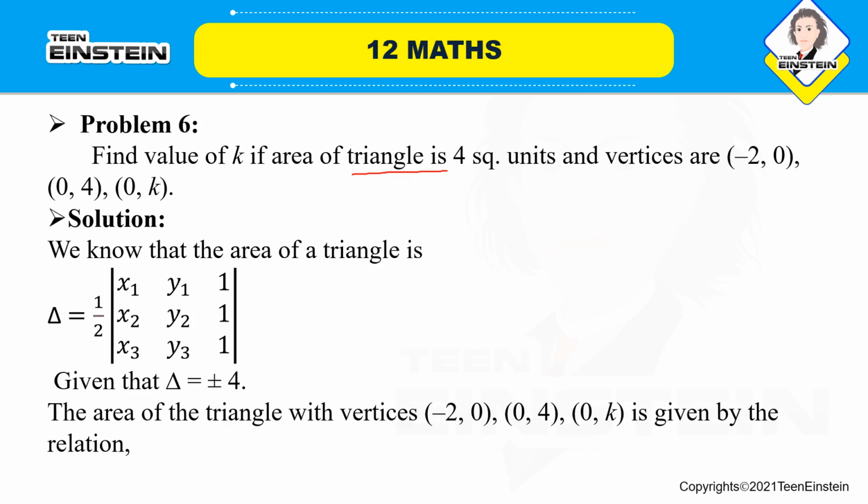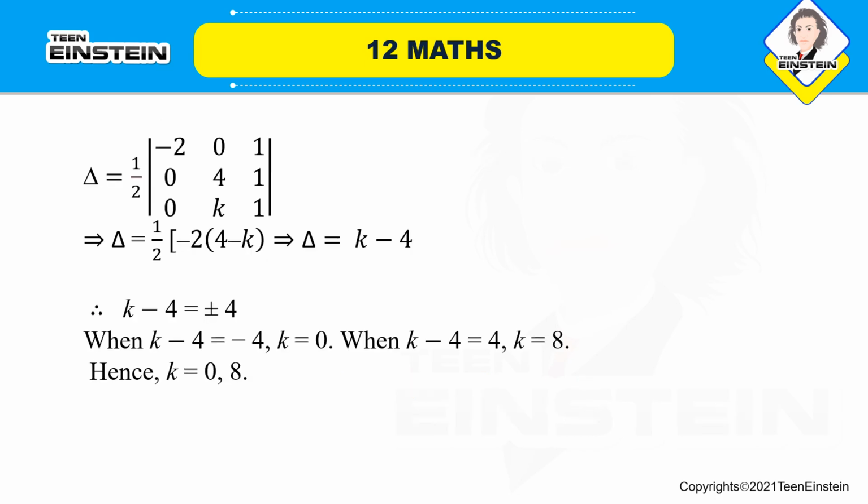We are going to find the area of the triangle, say ADB, whose vertices are A of minus 2 comma 0, B of 0 comma 4 and C of 0 comma k. So this is given by the relation half into the determinant. The first vertex is minus 2 comma 0, so the first row is minus 2 0 1. The second vertex is 0 comma 4, so 0 4. The third vertex is 0 comma k, so 0 k. And the last column elements are 1 1 1.